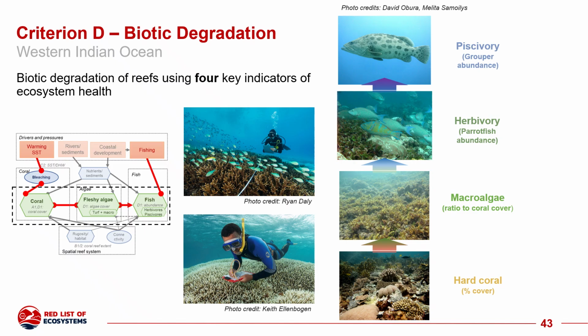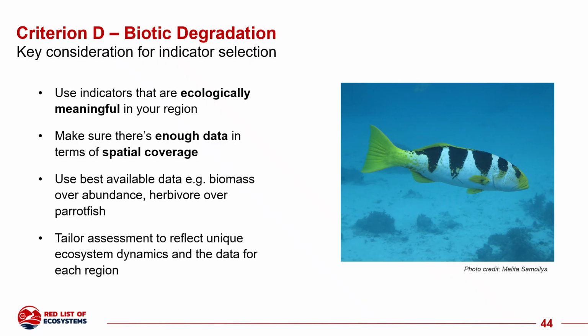Now, the key things to consider when selecting indicators are: use indicators that are ecologically meaningful in your region. Make sure there's enough data in terms of spatial coverage to support the analysis. For fish indicators in particular, abundance was used in the Western Indian Ocean because the data were available across much of the region. But if you have biomass data, that's even better. It's a more sensitive indicator of ecosystem condition.